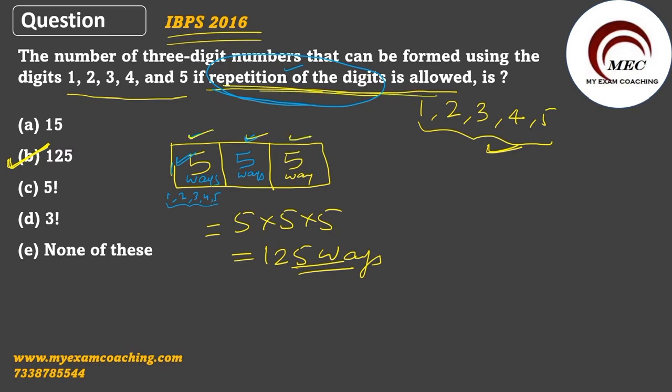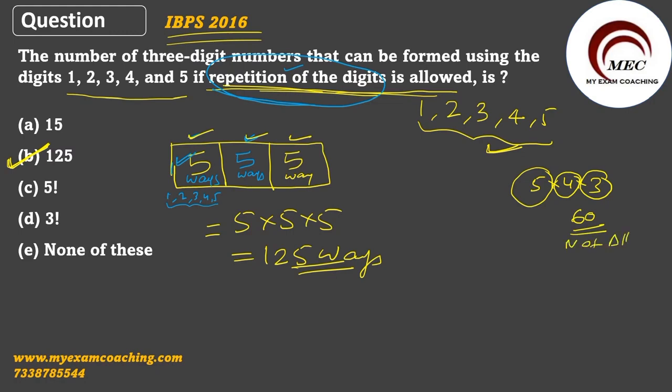If repetition were not allowed, then it would become 5 into 4 into 3. Out of these 5, we can take any number at the start. Suppose you took one number, then the remaining will be 4, and only those 4 will come in the second. If you have taken both the first and second numbers, then you will have only 3 numbers left, and only those will come in the third. So 5 into 4, 20, 20 into 3, 60 numbers only you can make if repetition is not allowed.